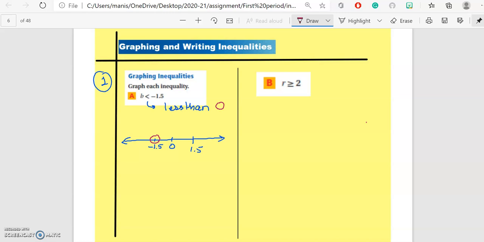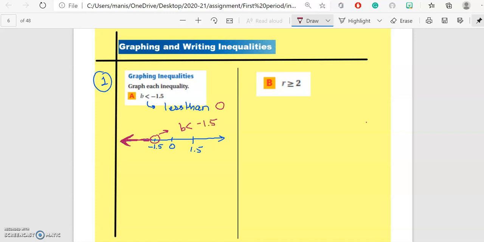-2.5. All less than numbers go where? This direction. Because greater than this negative sign will be what? All the positive numbers. So this is my answer over here. If I have to write something, I'll write it over here at this arrow pointing like this. B is less than -1.5.